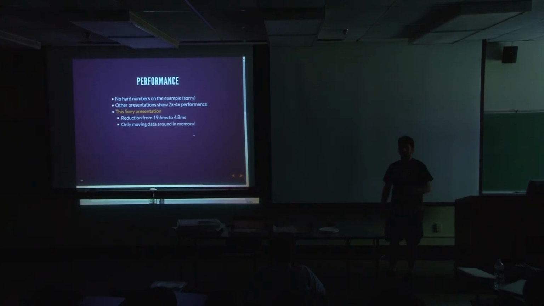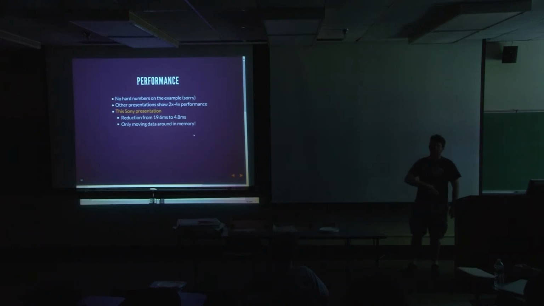I didn't actually run any numbers on this specific example, but other presentations have shown that with something like this, where you're doing a lot of iterating and a lot of function calls, you can get 2 to 4 times the performance increase. There's a specific Sony presentation for the PS3 where they did this kind of optimization for a scene graph, and they went from 19.6 milliseconds for an update down to 4.8 milliseconds, and it can go down to 3.3 if you include prefetching, which is not something you can normally do on a computer, so I didn't include it here.